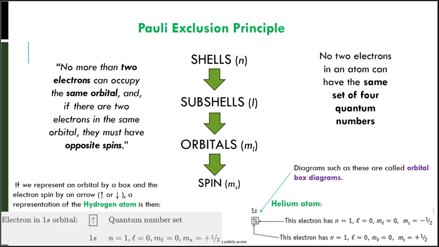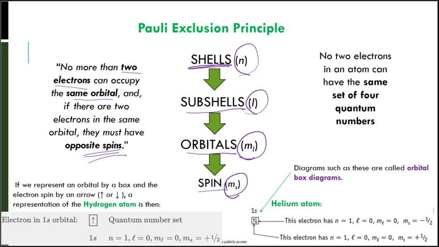We have our quantum number, our N, which is our shell. We have our L, which is our subshell, our ML, which is our orbital, and our MS, which is our spin. No more than 2 electrons can occupy the same orbital, and if there are 2 electrons in the same orbital, they have to have opposite spins. That is the Pauli exclusion principle. No 2 electrons in an atom can have the same 4 quantum numbers.